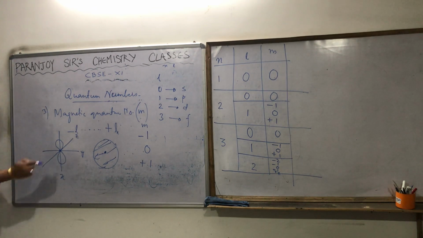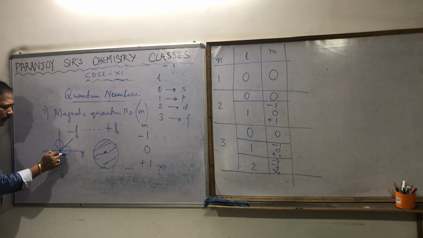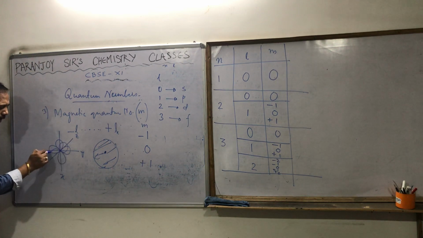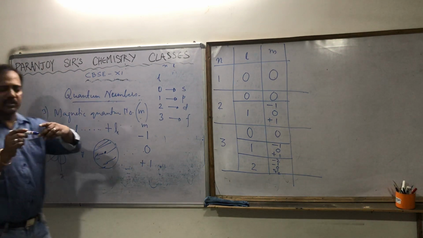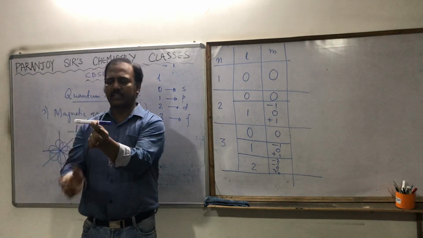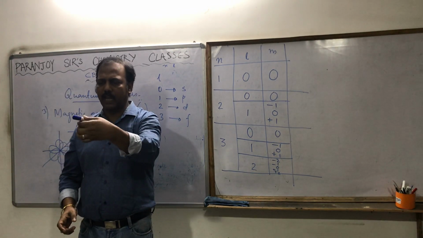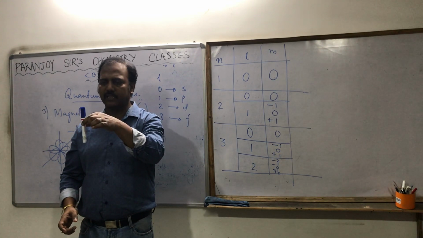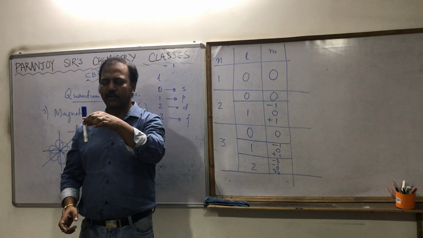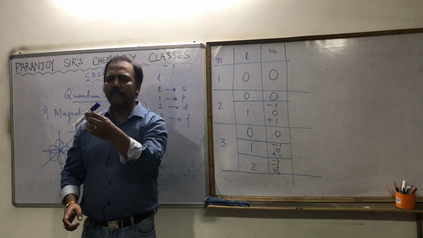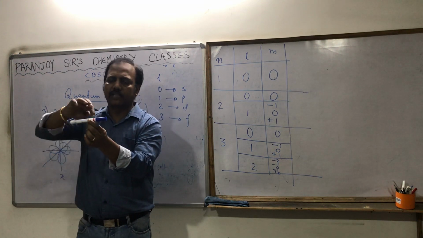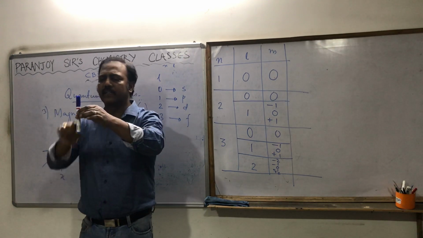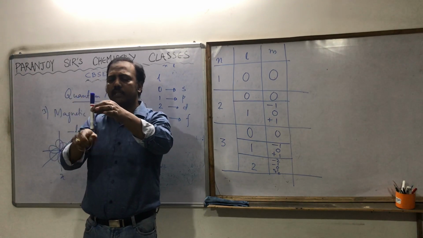Py will be like this. Right? Pz will be like this. Px is like this if this is the x-axis. Py is like this if this is the y-axis. Pz is like this if this is the z-axis. So how are they varying? If it is present in px, the electron must be present somewhere around here. If it is pz, the electron will be present somewhere around here.